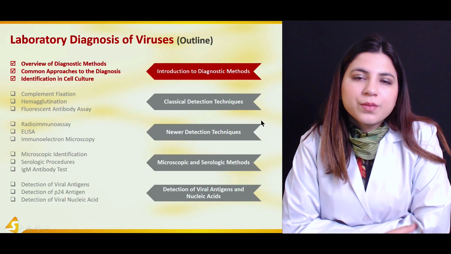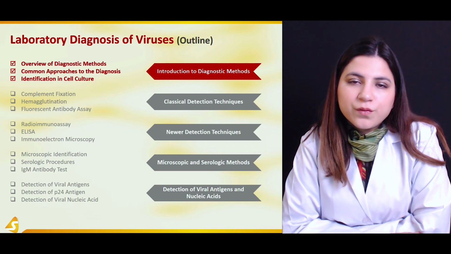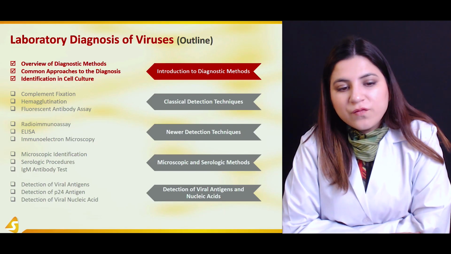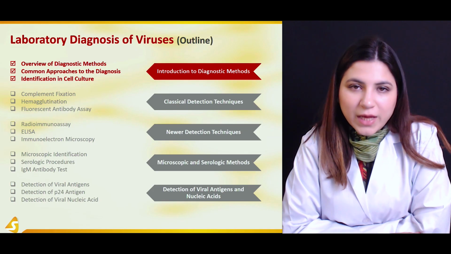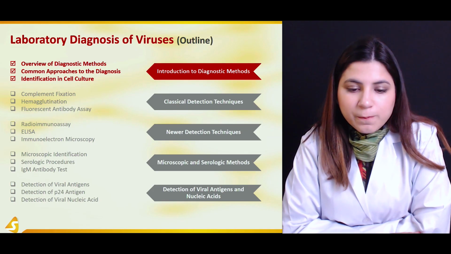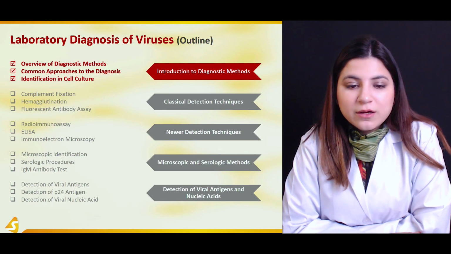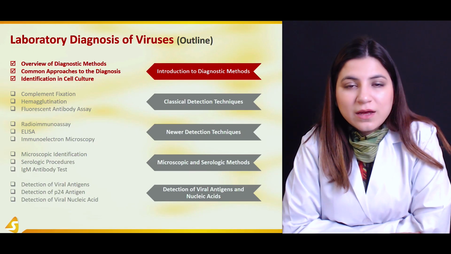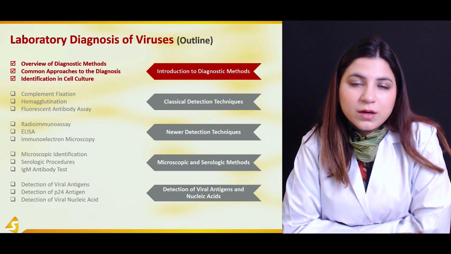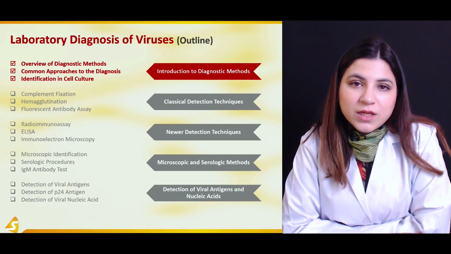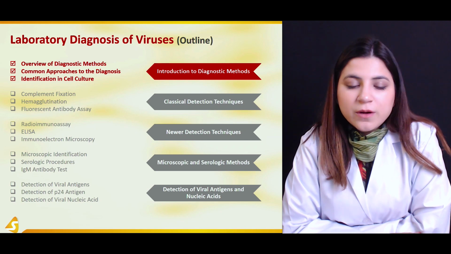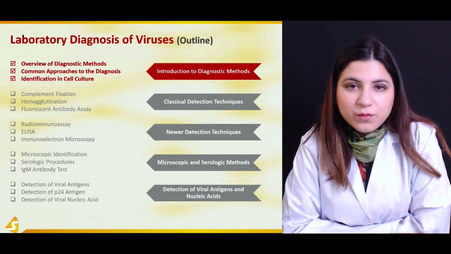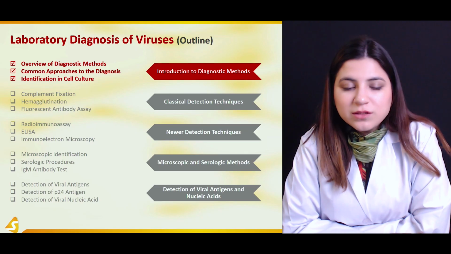So in this section, we covered the overview of diagnostic methods. We saw the common approaches to diagnosis of viruses, and we finally explained how we can identify different types of viruses in cell culture. We can use different methods like heme adsorption, like interference, and there are different ways in which a virus can even change the color of the medium with the help of pH indicators, and thus we can visualize that change in the cell culture, especially in the cells that are infected by viruses, and thus we can differentiate those cells from the normal cells.